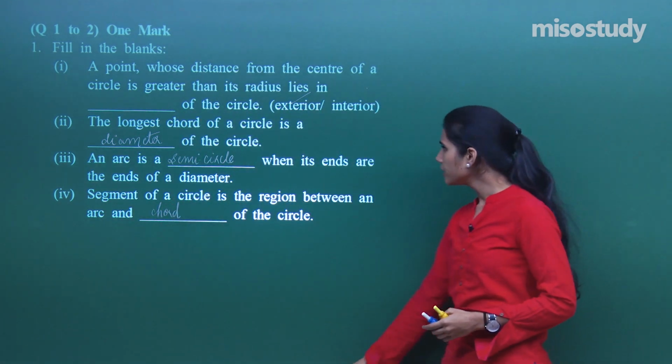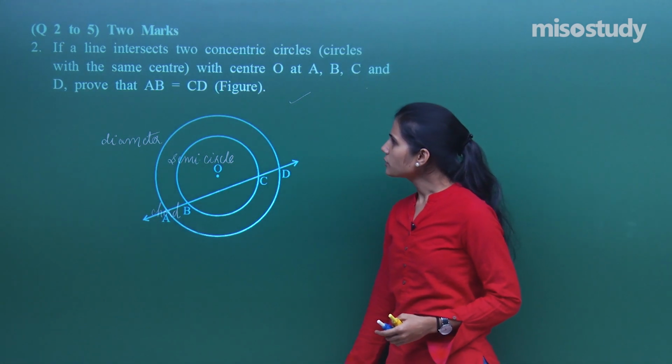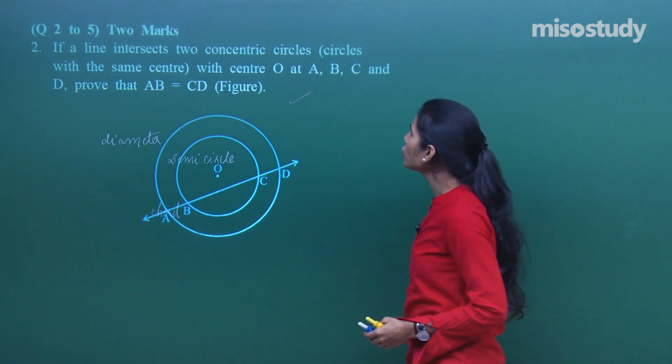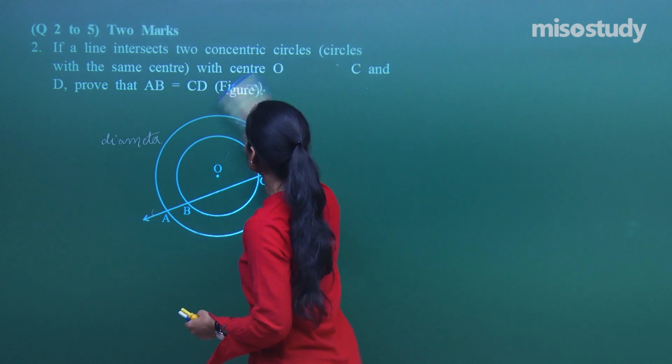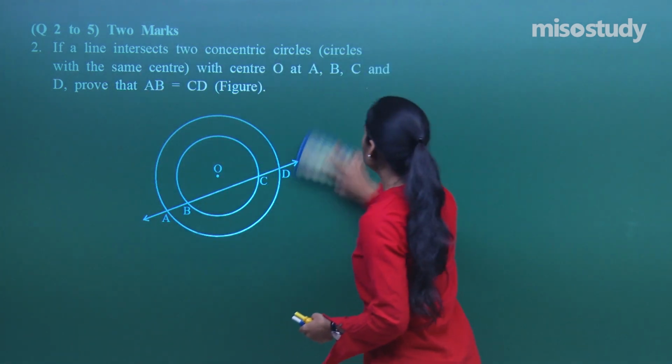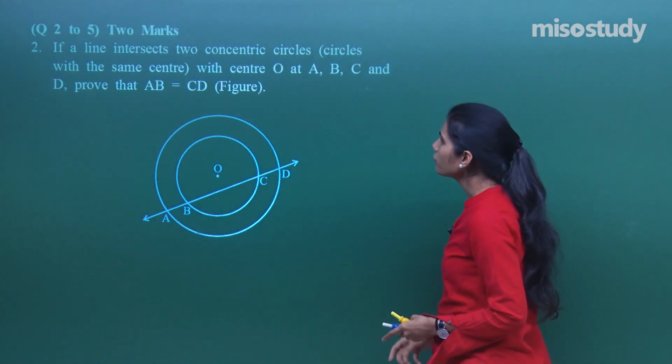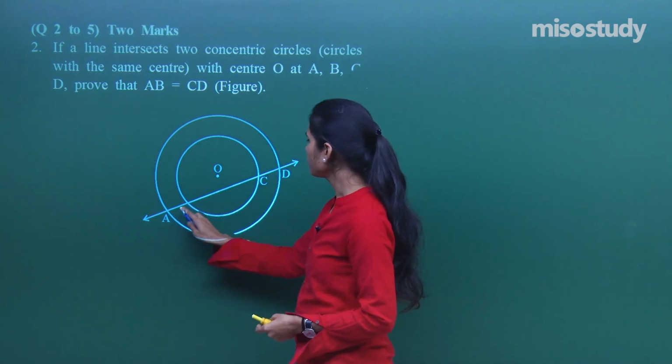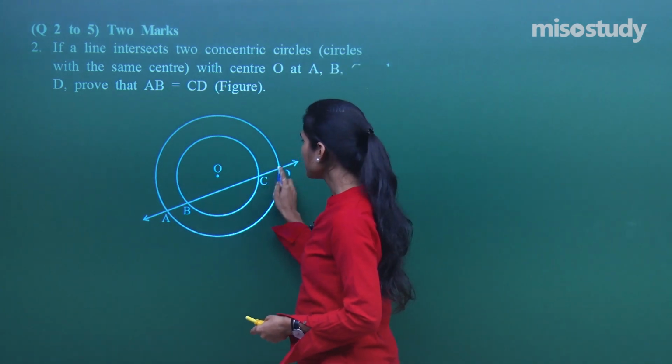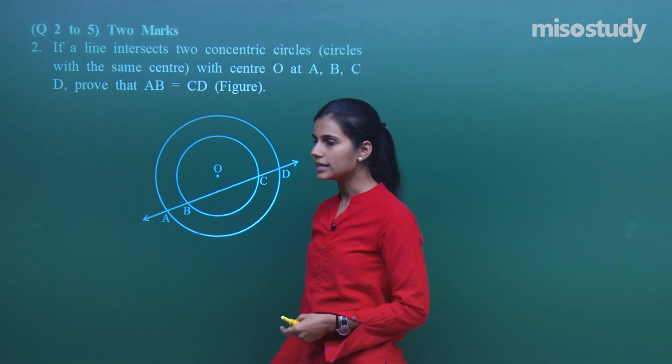Let's take a look at the next question. Next question says if a line intersects two concentric circles with center O at A, B, C and D, prove that AB is same as CD. I have to show this segment AB is same as the segment CD. That means their lengths are the same.